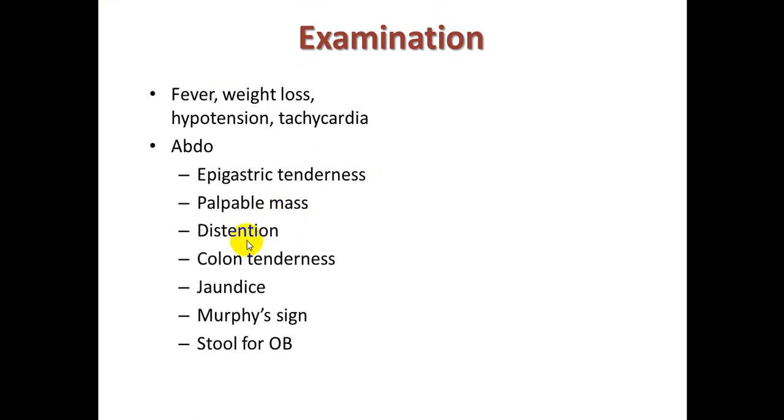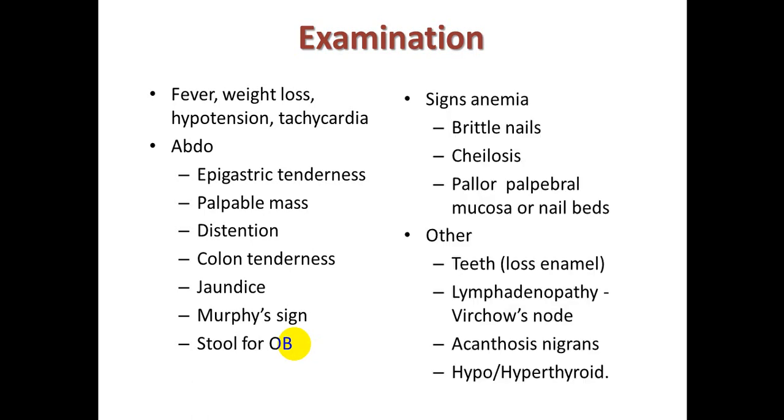Palpable mass: malignancy. Distension: IBS or intestinal obstruction. Colonic tenderness: ischemic colitis. Jaundice: biliary and pancreatic disease. Murphy sign: acute cholecystitis. And stool for occult blood to exclude malignancy, especially carcinoma of the cecum, in which the presentation will be dyspepsia, weight loss, and occult blood in the stool. Anemia, signs of anemia: any patient with dyspepsia and anemia, you should search for the underlying pathology. This is a red flag for a patient with dyspepsia.